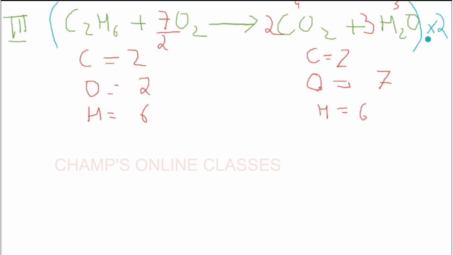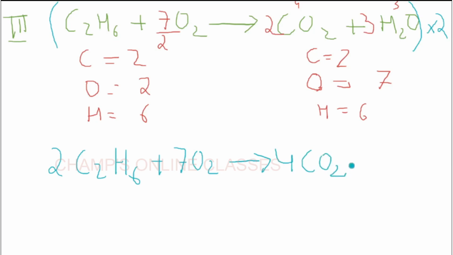So let's multiply. So 2 into C2H6 will be 2C2H6. So here this 2 and 2 will get cancelled. Only 7O2 will be there. Okay, you will multiply on the product side too. So 2 into 2 is 4. So 4CO2. 3 into 2 is 6, 6H2O.